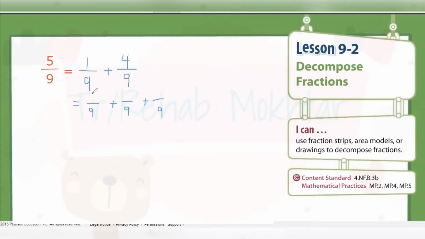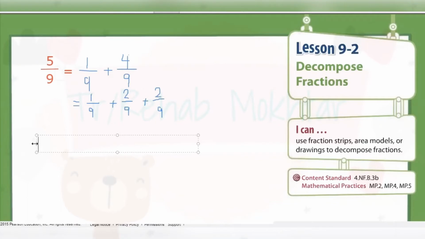to 1 out of 9, 2 out of 9, and 2 out of 9. 1 out of 9, 2 out of 9, and 2 out of 9. If I add 1 plus 2 plus 2, I will get 5.